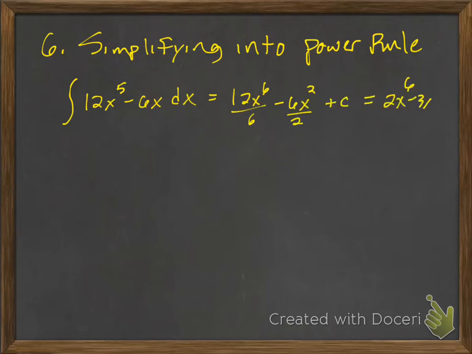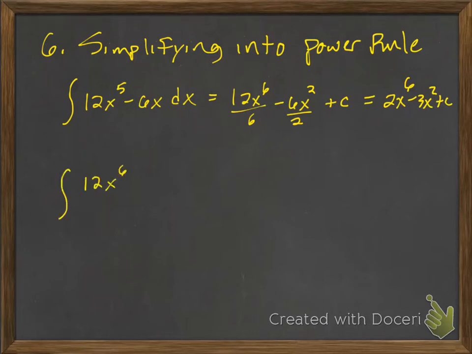Each part of it, I'll antiderive. Sorry, this went a little bit fast there. If you do 12x to the 5th, you add 1 to the power, that's 6, divide by 6. 6x is to the first, so you add 1 to that power, it's squared, and you divide by 2. And then plus c, of course. Then you simplify a little bit: 2x to the 6th minus 3x squared plus c is the antiderivative. If you want to check it, take the derivative of that. You should get what's in the integrand there.